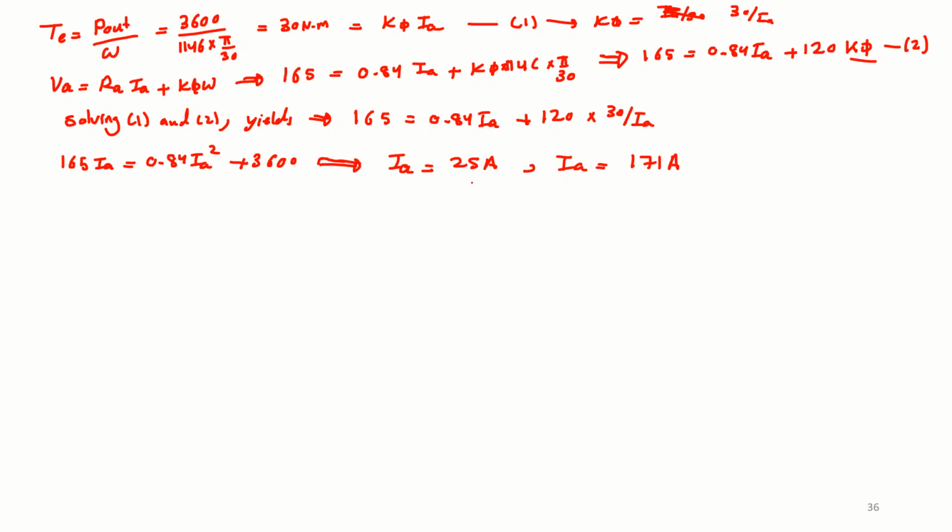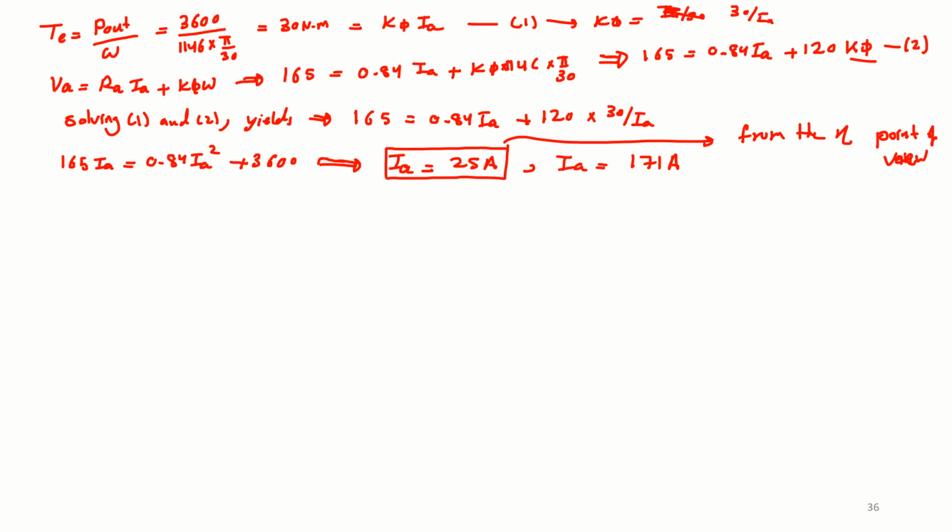Now which one should we choose, the first one or the second one? We will choose this one, but why? This one is chosen from the efficiency point of view. The meaning is, if we select this one, then 171 multiplied by 165, this is the Pn, and this is the P out. In this case, the efficiency will be very poor.